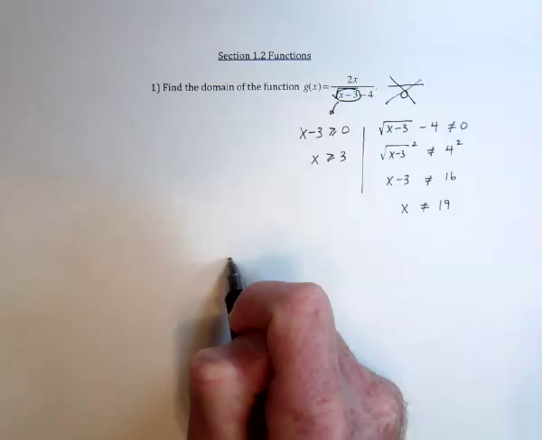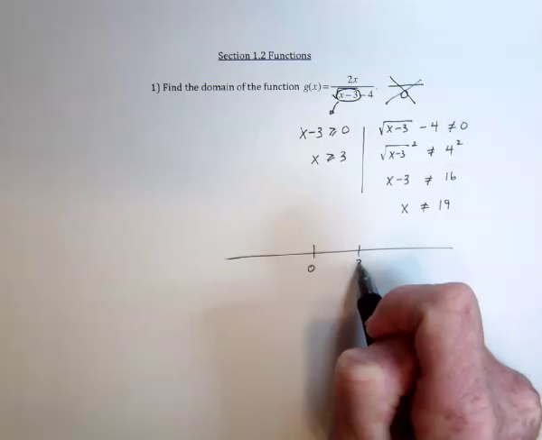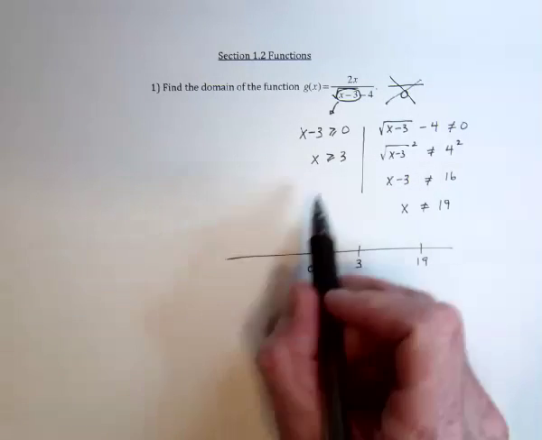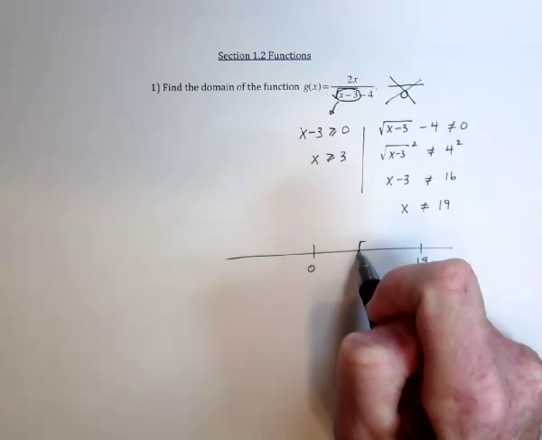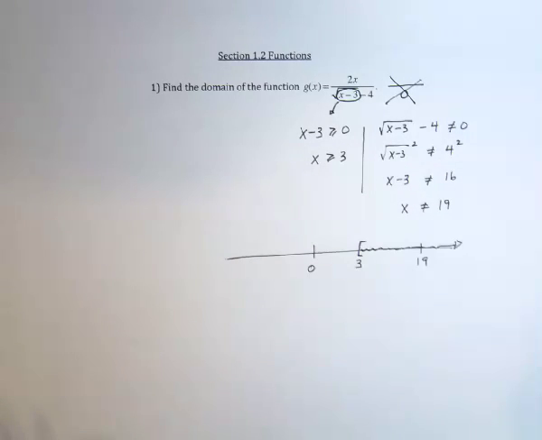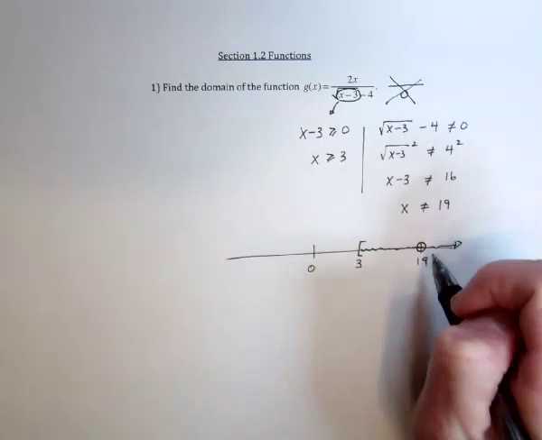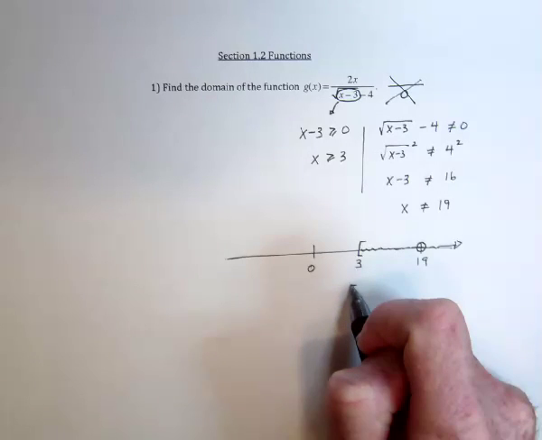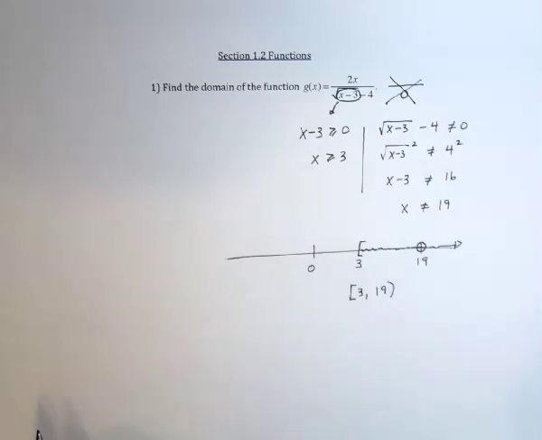Well, you can look at it on the number line and say, here's 0, here's a 3, and there's a 19. According to this part, we need x to be bigger than or equal to 3. So starting here at 3, go to the right forever. But then this part says we need to throw out this 19. So in interval notation, that would then say start at 3 and go to 19, but throw out the 19.